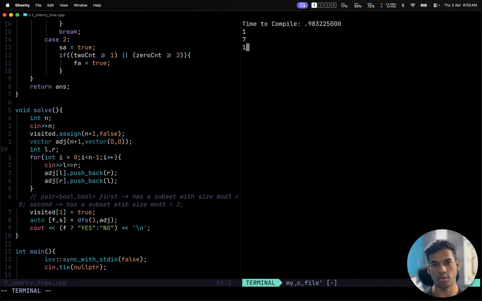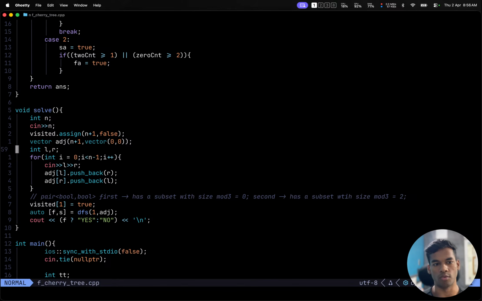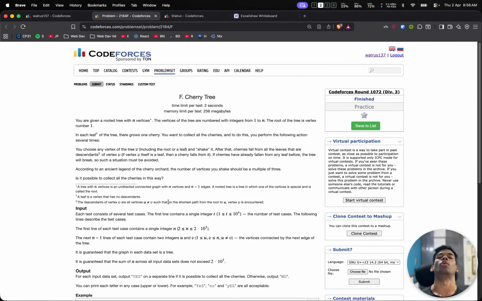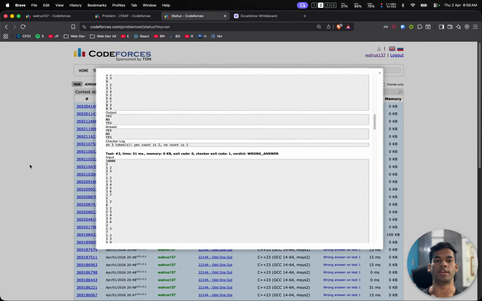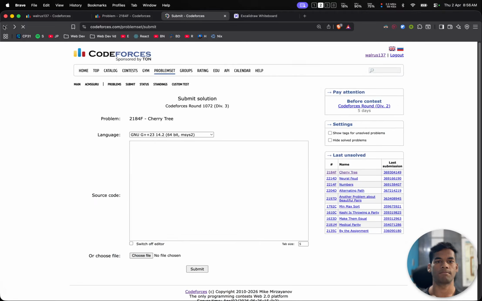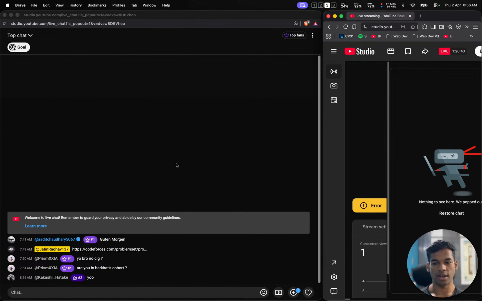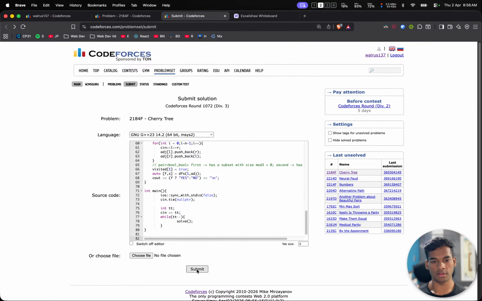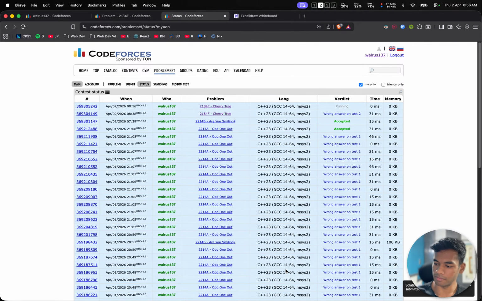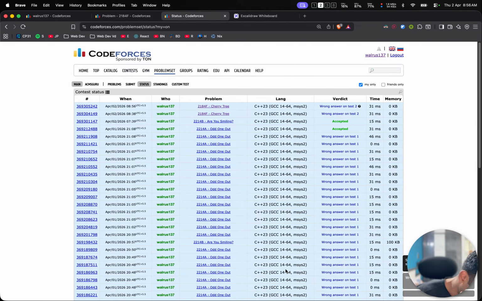One test case, 7 nodes, 1 2, 1 3, 3 4, 3 5, 1 6, 1 7. No, which is the correct answer. So the only problem was the switch statement. If we had used if else, then this would have worked the first time. Okay, maybe not.